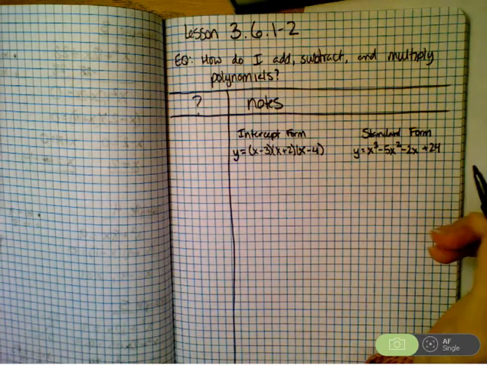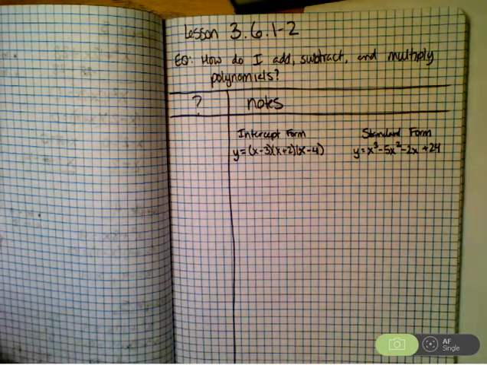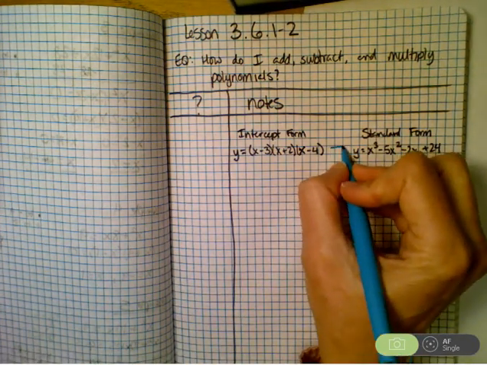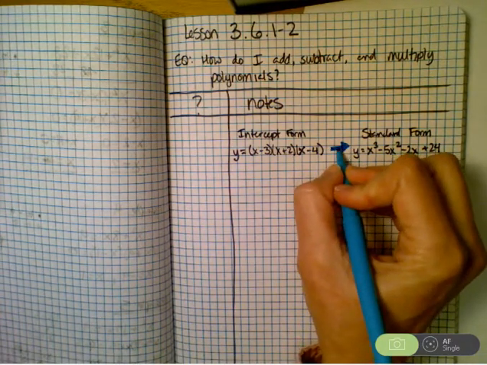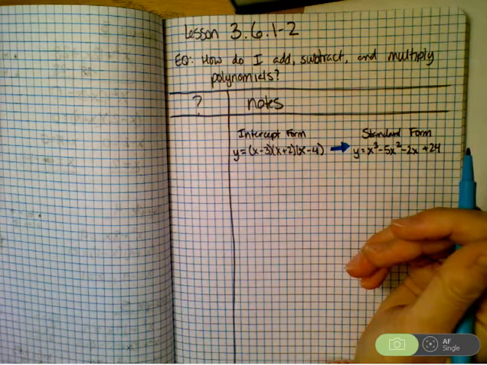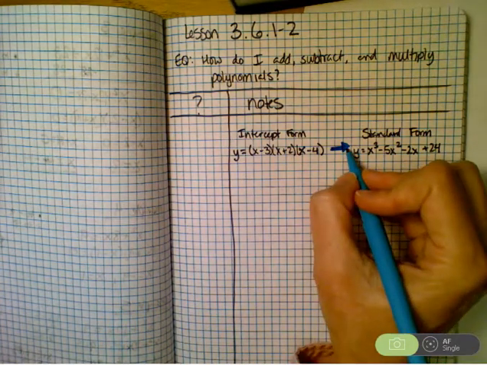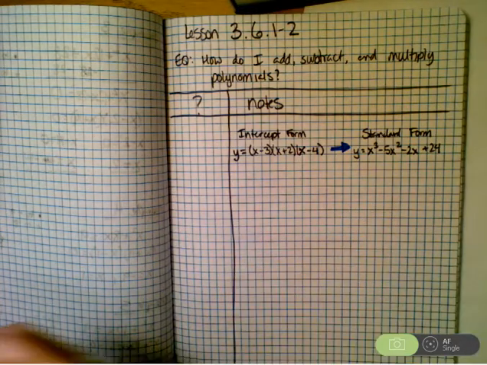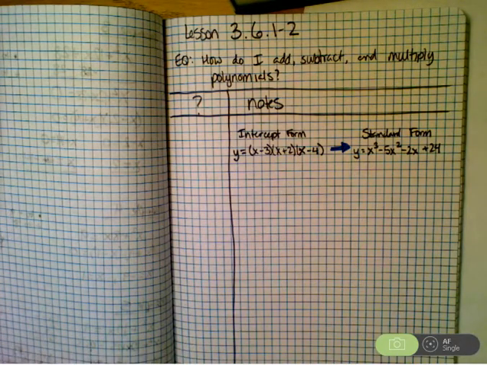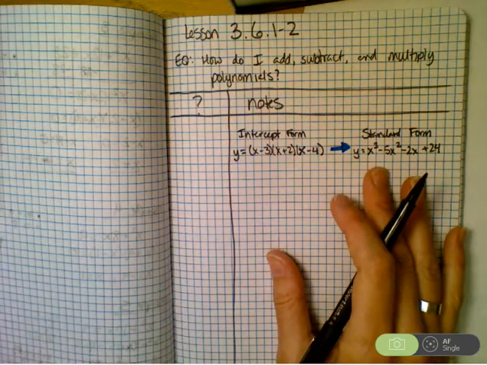So what we're going to learn today is how we can get from intercept form into standard form. And in order to do that, we have to be able to add, subtract, and multiply polynomials. So that's why we do this, so that we can convert equations from intercept form to standard form. And if you're wondering, will we go back the other way? The answer is yes. It will be what we do next. We'll look at dividing and how we go from standard form back to intercept form. But for today, let's stick with this.